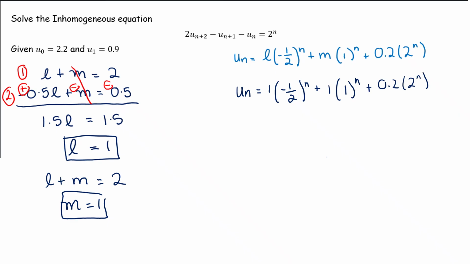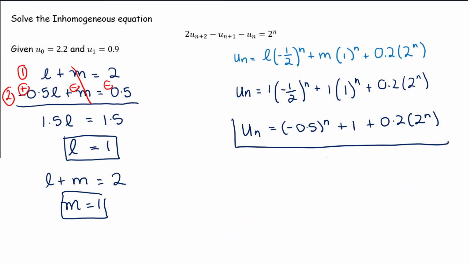That 2 to the power of n is its own little piece. It's not part of a formula. We're not necessarily changing anything, so it can stay inside, or it can go outside the bracket. It's not an issue. If you want to do some cleanup here, we can write minus 0.5 to the power of n. 1 to the power of n is just 1, so we can just do 1 plus 0.2 times 2 to the power of n. And that is our final answer for U_n.